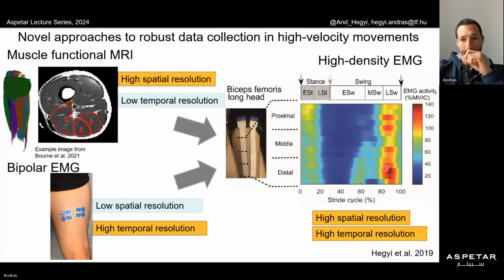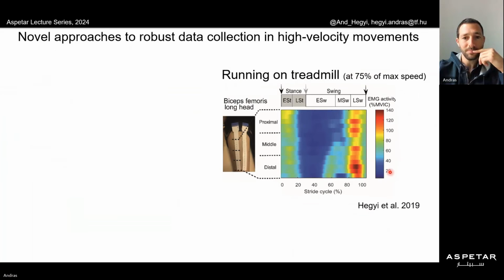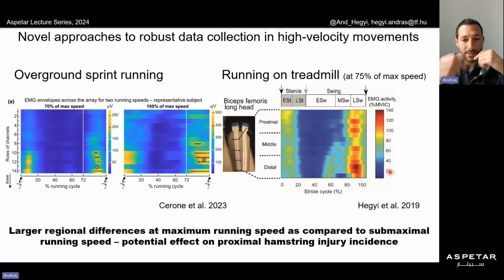So this is an approach that we tried to use. At this point, we just measured on non-injured individuals. So we have no idea if this is actually related to hamstring injuries, but we actually found some regional differences in running, which was also highly individual. And what's also really cool is that recent technological developments allow to measure high density EMG in overground sprinting.